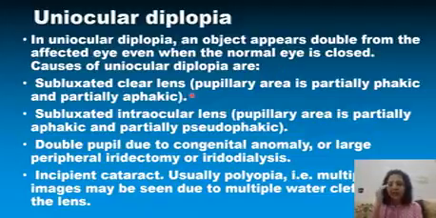Subluxated clear lens. If the lens subluxates, there is lens in half of the eye and half of the area is aphakic, so the patient will see uniocular diplopia. A subluxated intraocular lens: the pupillary area is going to be partially aphakic and partially pseudophakic, double pupil. Any congenital anomaly, or a large peripheral iridectomy or iridodialysis because of blunt trauma. Incipient cataract, usually polyopia because of multiple images due to water in between the lens fibers. So these are the causes of uniocular diplopia.